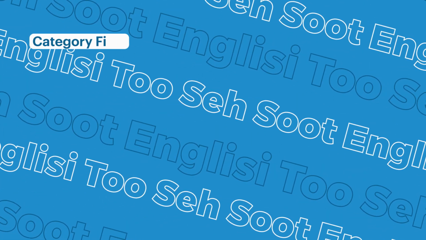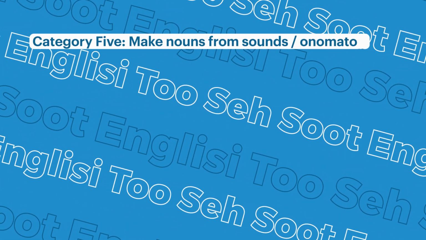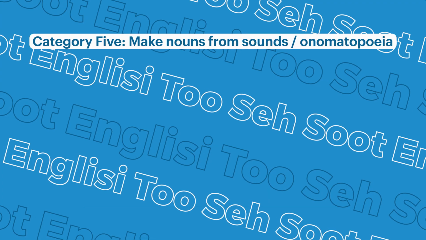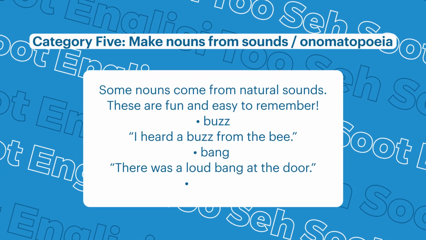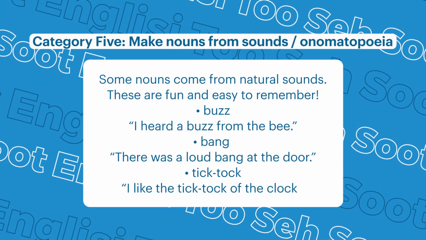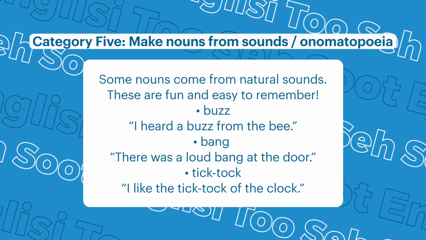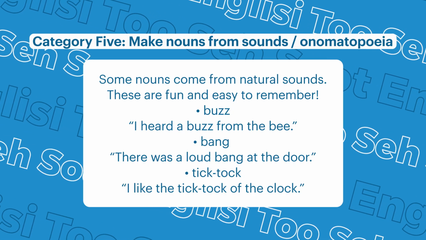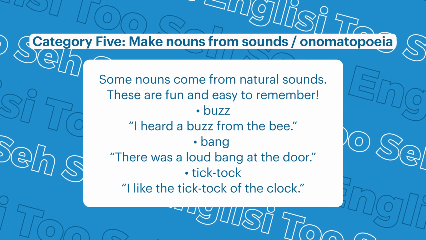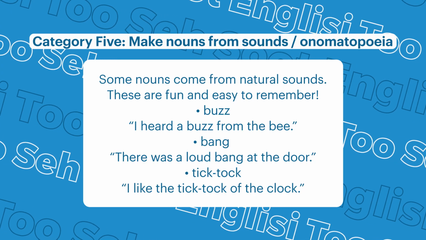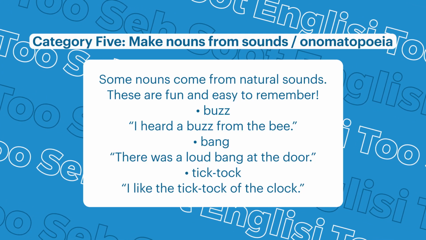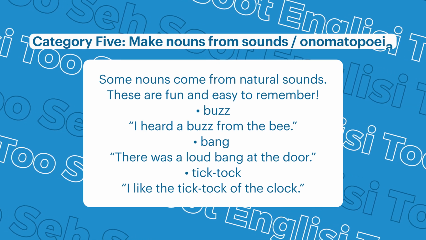Category number 5. Make nouns from sounds or onomatopoeia. Some nouns come from natural sounds. These are fun and easy to remember. For example, buzz. I hear a buzz from the bee. Bang. There was a loud bang at the door. Tick-tock. I like the tick-tock of the clock.